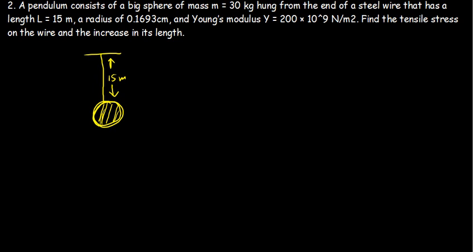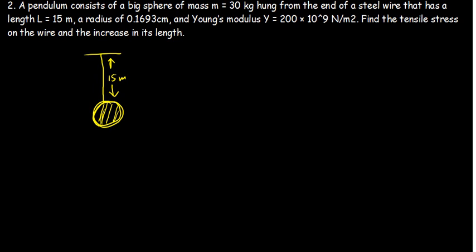So we have a pendulum consisting of a sphere, and it has got a radius of 0.1693 centimeters, and the Young's modulus. As I said, Young's modulus, they use Y, at times you find E, but mostly we use capital E for Young's modulus. So we want to find just the tensile stress that is on the wire.